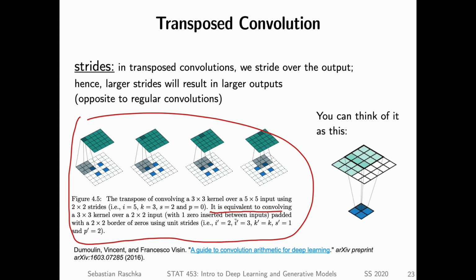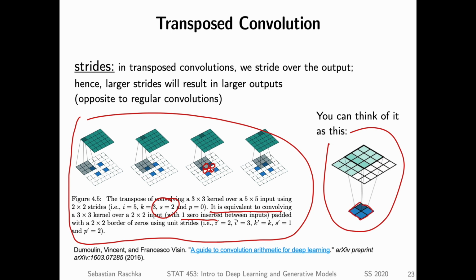Where is this? Here, using a stride of 2 is equivalent to convolving a 3x3 kernel with a 1, 0 inserted between the inputs. So they're inserting these zeros here in between. I find this, to be honest, a little bit weird or counterintuitive. So I made an alternative visualization here.